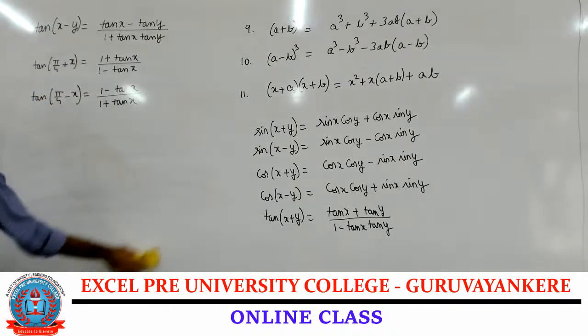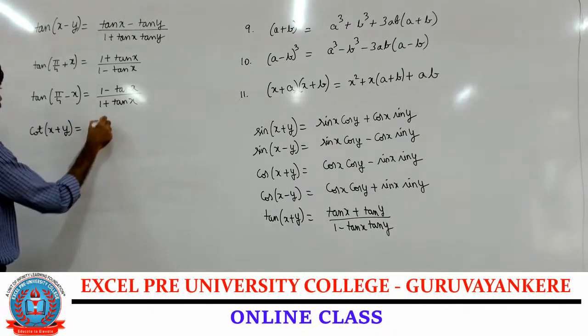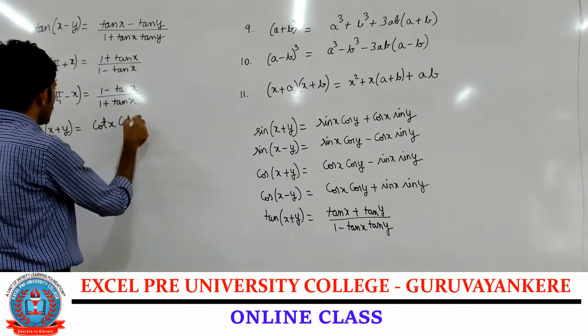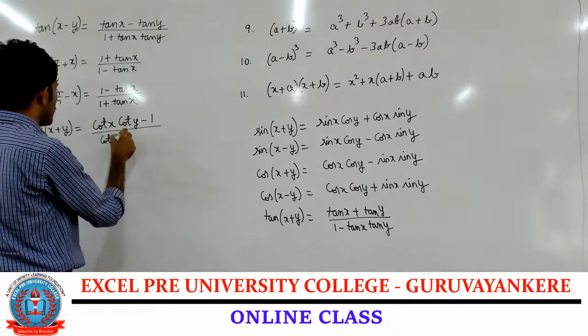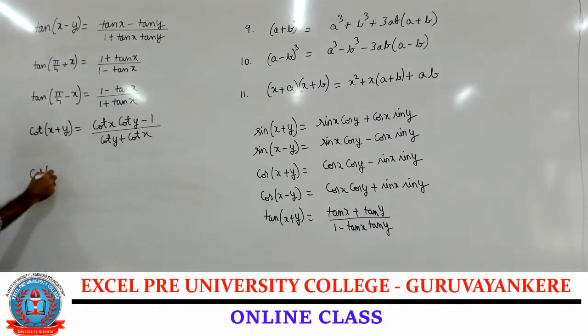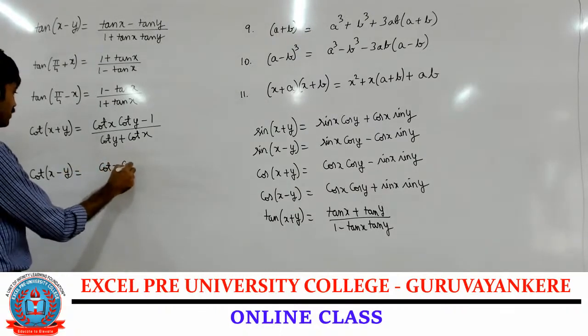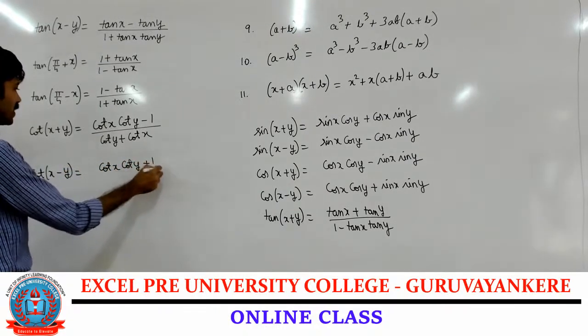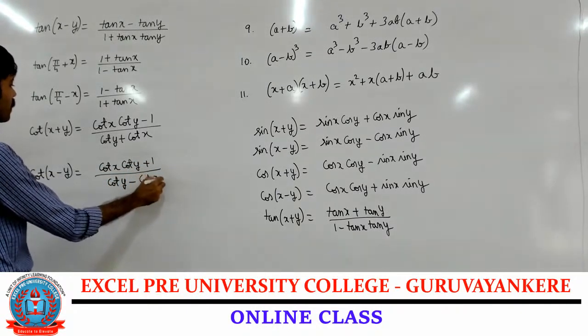Next we have cot of x plus y. Cot of x plus y is cot x cot y minus 1 divided by cot y plus cot x. Next one, cot of x minus y is cot x cot y plus 1 divided by cot y minus cot x.